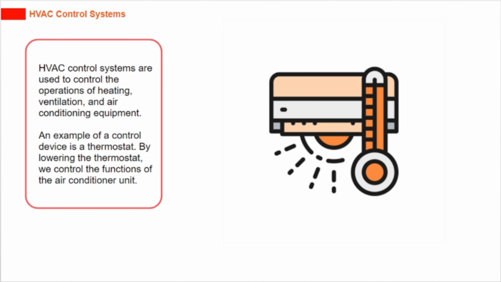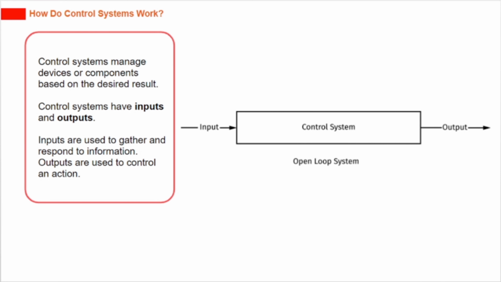HVAC control systems are used to control the operations of heating, ventilation, and air conditioning equipment. An example of a control device is a thermostat. By lowering the thermostat, we control the functions of the air conditioner unit. Control systems manage devices or components based on the desired result.